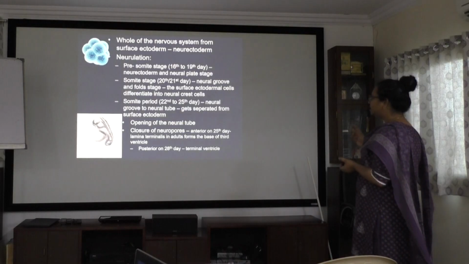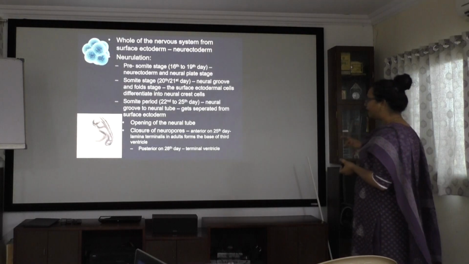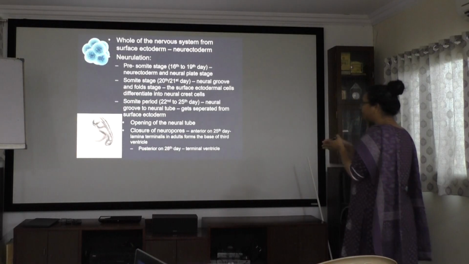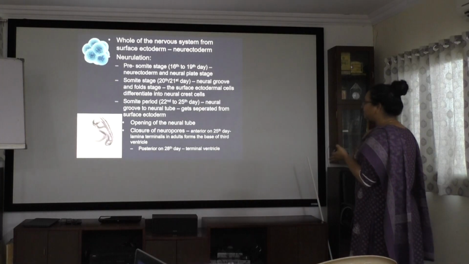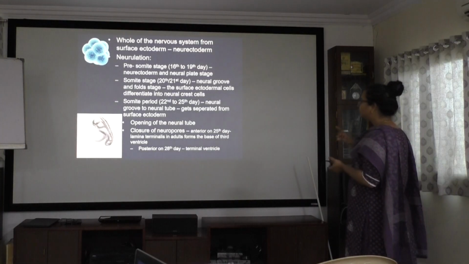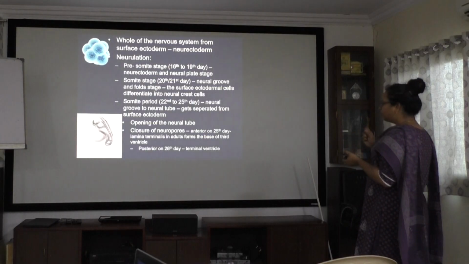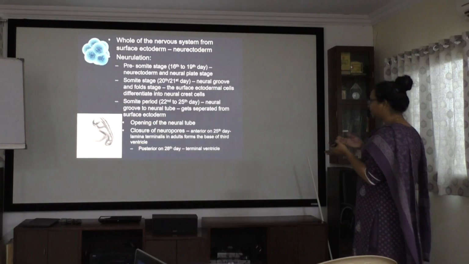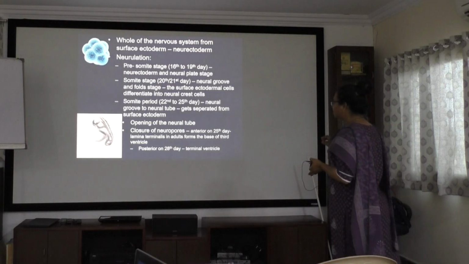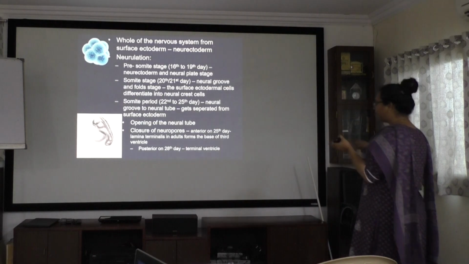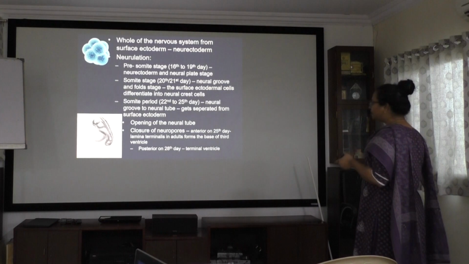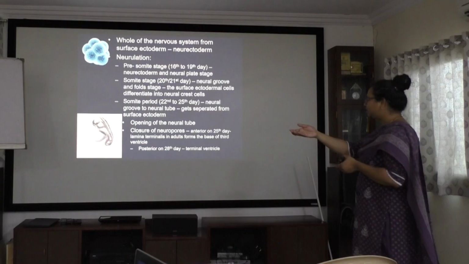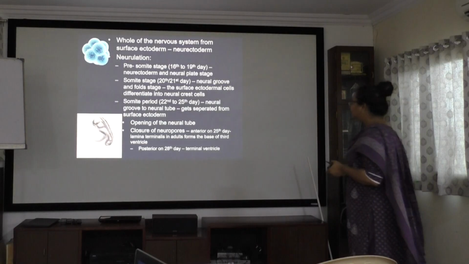In the pre-somatic stage, neuroectoderm and neural plate will be developed. Somatic stage, the neural groove and folds, the groove folds on itself. The surface ectodermal cells differentiate into neural crest cells in this stage. The neural groove becomes a neural tube by the attachment of the elevated neural groove margins. The whole length of the neural tube is not attached at the same time, leaving an anterior or cranial opening and a caudal opening.